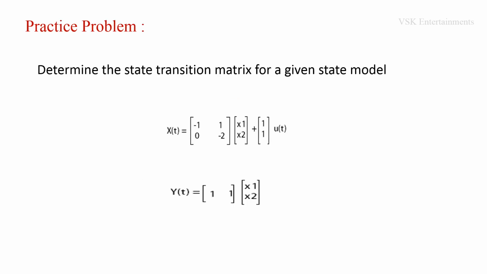The procedure of finding the state transition matrix is very simple. First we have to find the resultant matrix pi of s, then we apply the inverse Laplace transform to the resultant matrix. We can get the state transition matrix pi of t. Now I am going to give a small problem for your practice for finding the state transition matrix. That is, determine the state transition matrix for a given state model. Here we have the state model, that is the state equation as well as the output equation. By using these two, try to find the state transition matrix pi of t.